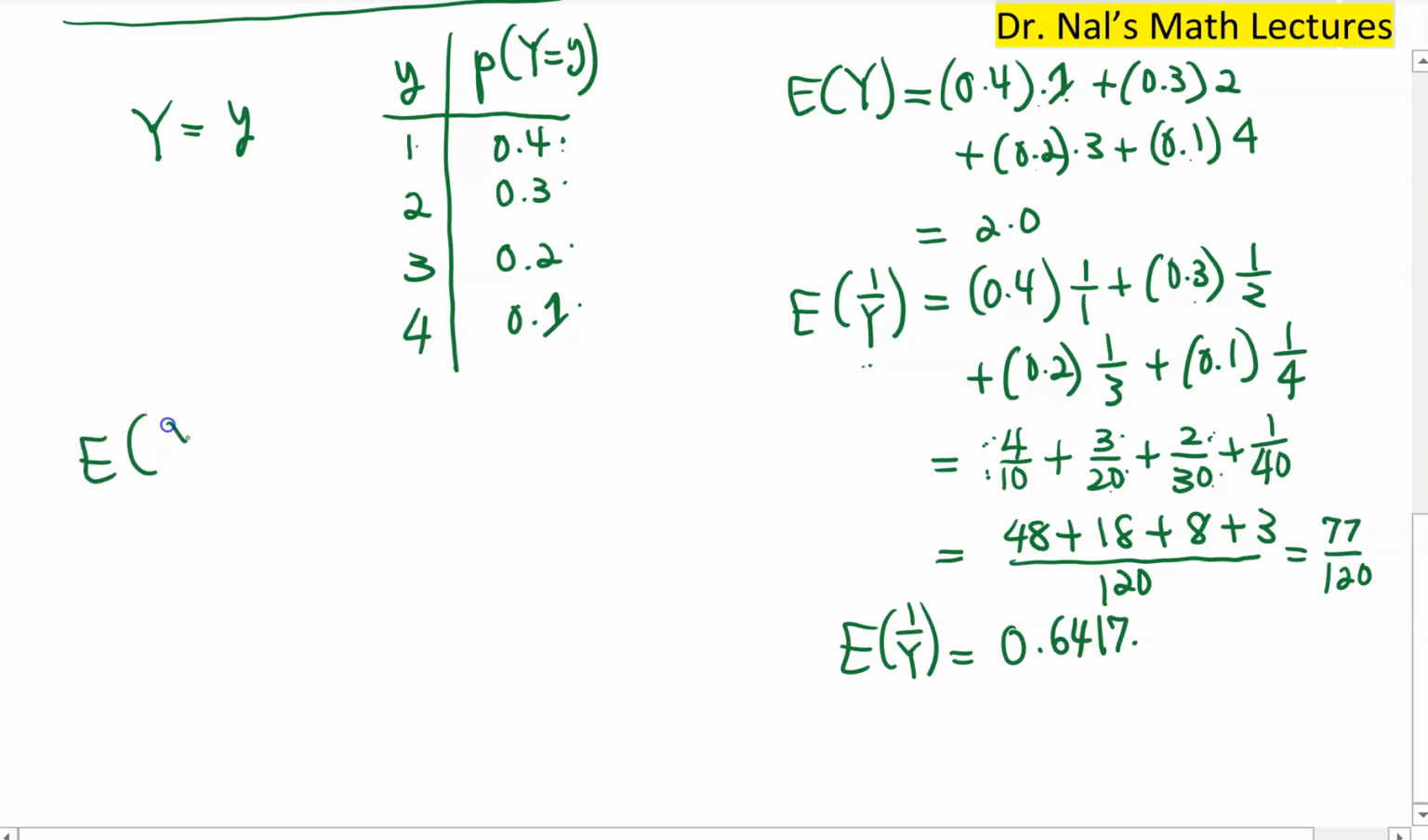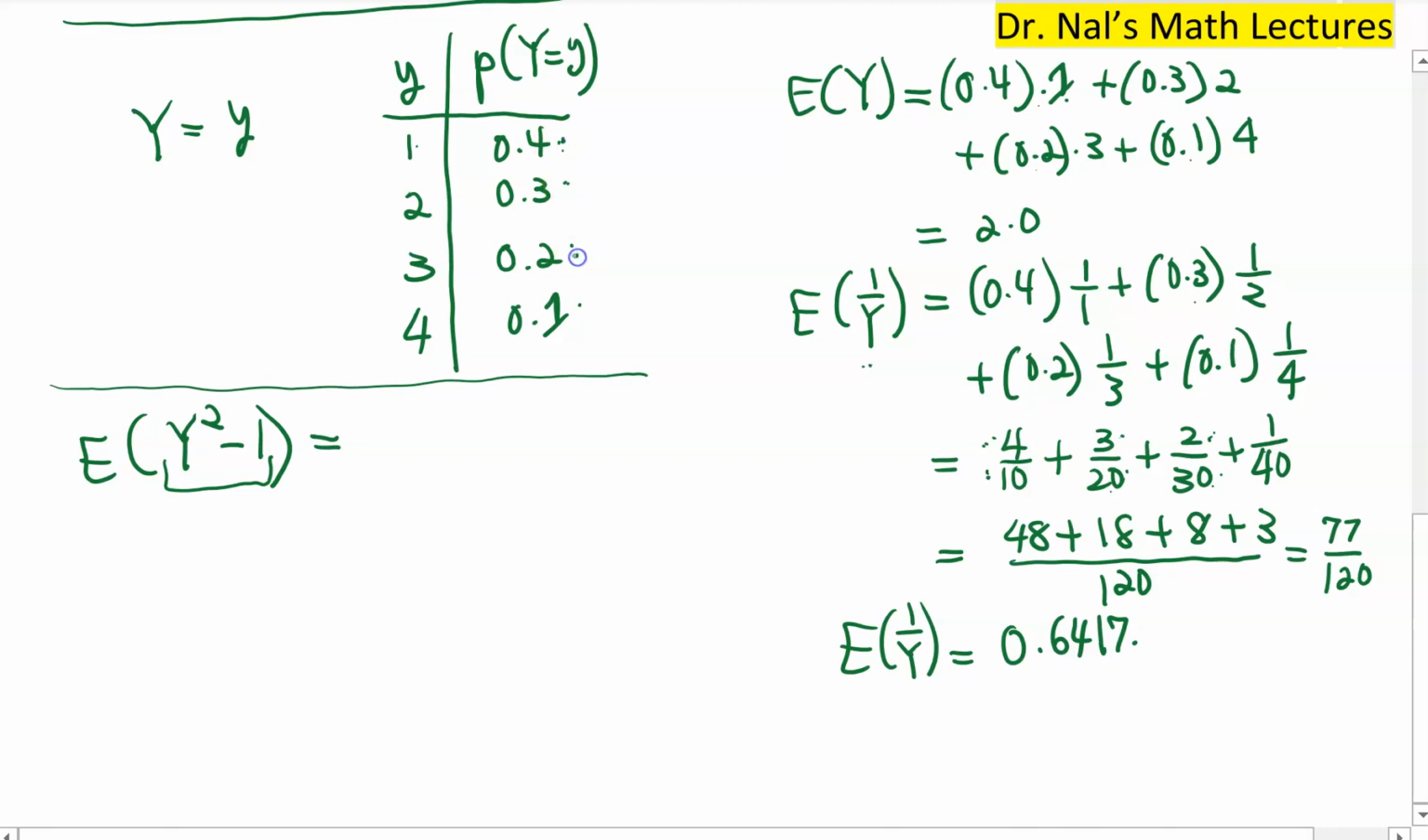Okay, so let's do a couple more examples. How about the expected value of, say, for instance, y squared minus 1? Well, the expected value of y squared minus 1, let me just put a line over here, would be, well, at first, we can either do it directly. It's just an expectation of this. Okay, let's just do it directly, I guess.